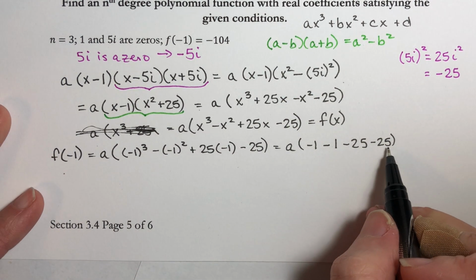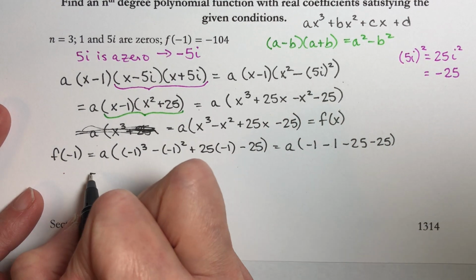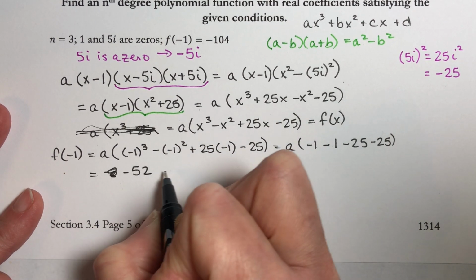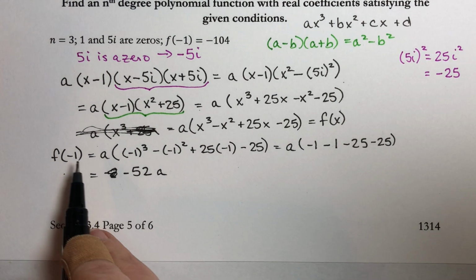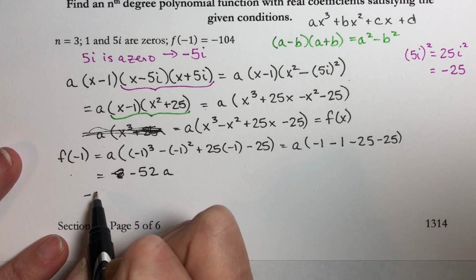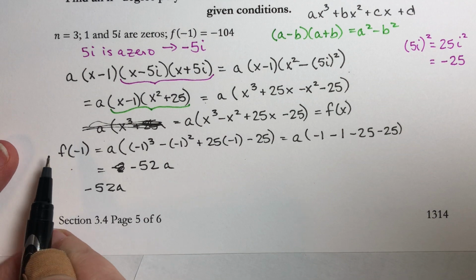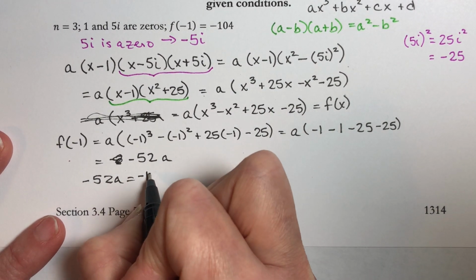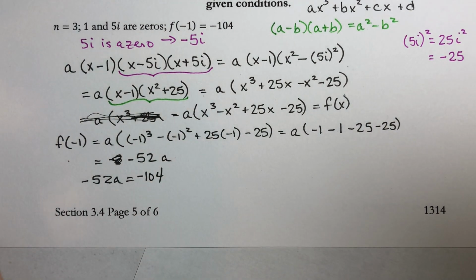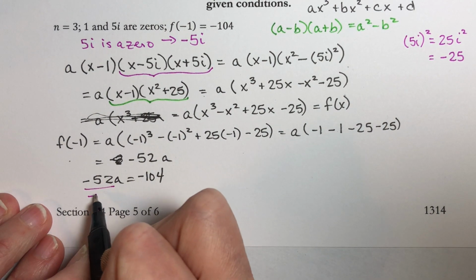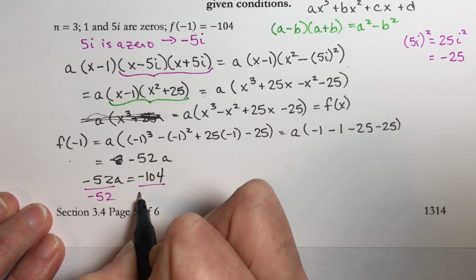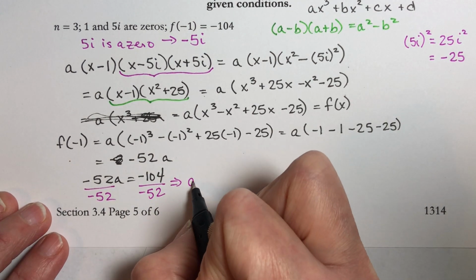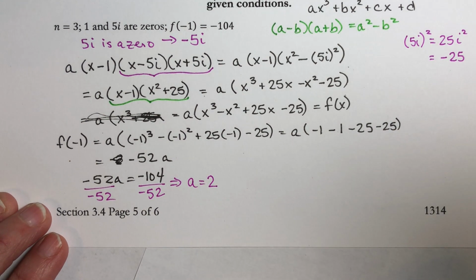So what does this give me? That's going to be negative 50, negative 52a. Well, I know negative 52a, which is f of negative 1, is supposed to equal negative 104. So now I divide both sides by negative 52, and you will get that your a value has to equal 2.